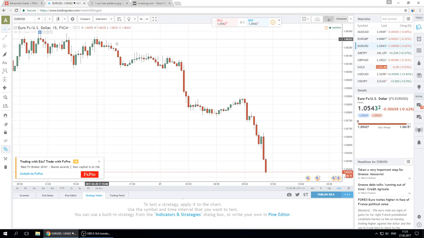Okay, this is the Euro USD chart for the 15 minutes time frame. You can analyze yourself what to do and when to open the trade. It can be a really good opportunity to do that. In almost 6 minutes, we will know.